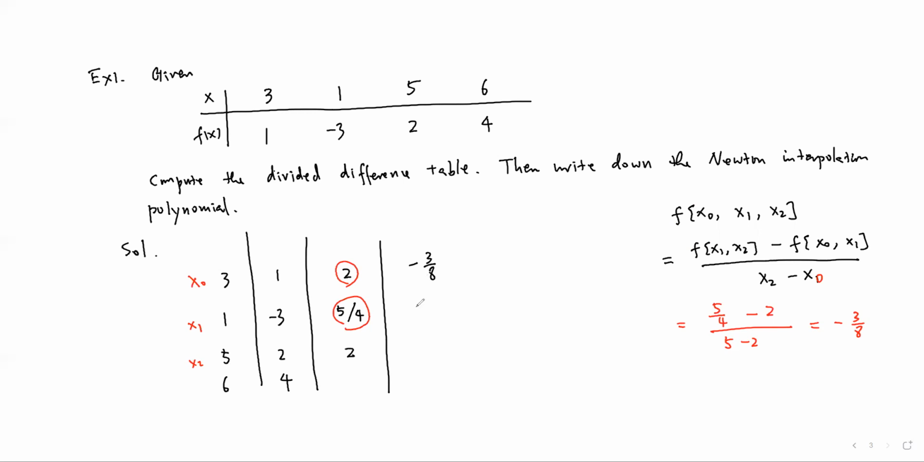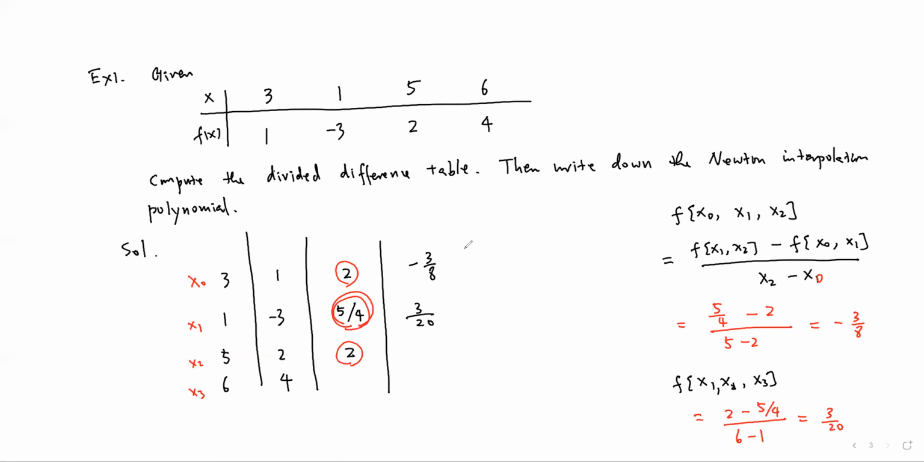Now this entry is this divided difference. By formula, this number is this number minus this number: 2 minus 5 over 4, then over x3 minus x1, here x3 is 6 minus 1, so 5. So this number is 3 over 20. So put 3 over 20 here.